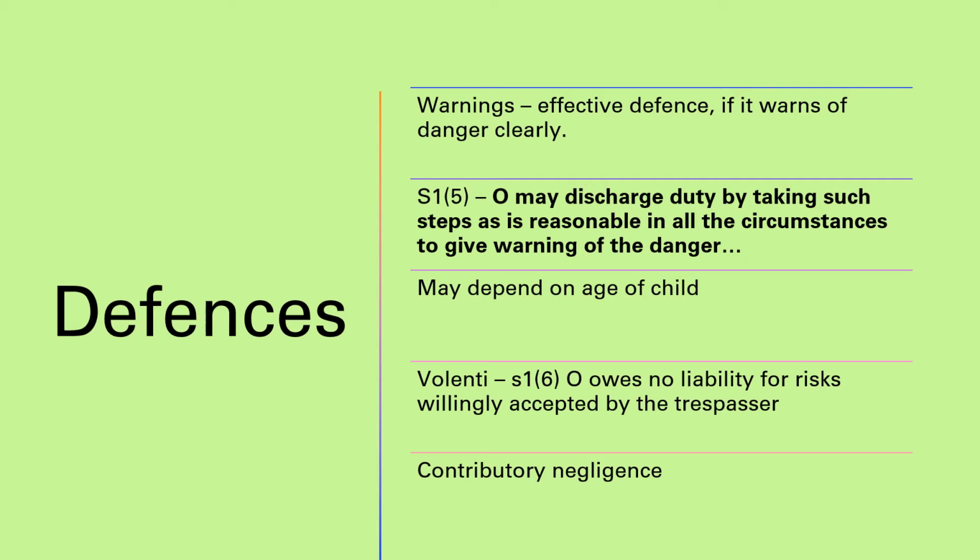Now section 1.5 of the Act tells us that the occupier may discharge the duty by taking such steps as is reasonable in all of the circumstances to give warning of the danger. In some cases, a sign might be enough. In others, you might have to put forth fences. You might have to build walls in some cases, or even rope around the area or block off the area in some way. So we need to make sure in your scenario, consider, is the warning enough? Is it clear, or should more have been done?